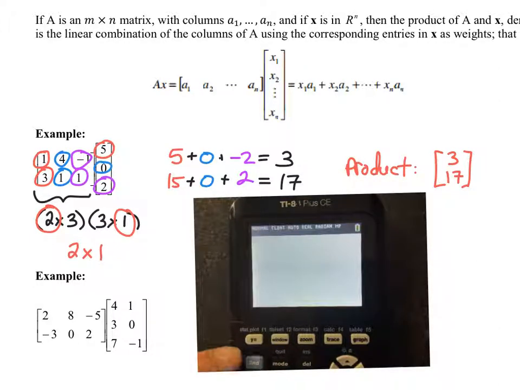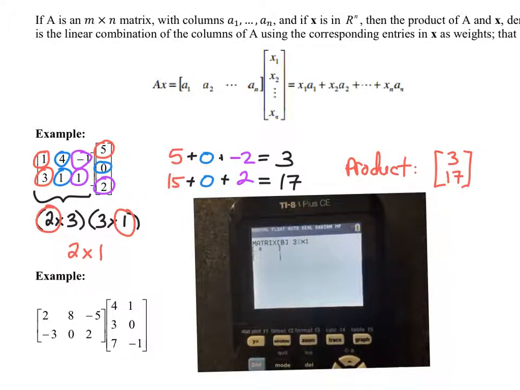All right, so I'm going to put in matrix A, my 2 by 3 matrix: 1, 4, -1, 3, 1, 1. Then I'm going to quit out of there. Then I'm going to put in matrix B, the 3 by 1 matrix. If I had selected matrix A again, that would have been a problem. Edit matrix B, a 3 by 1, which is 5, 0, 2.